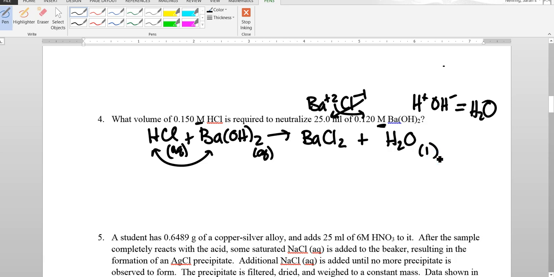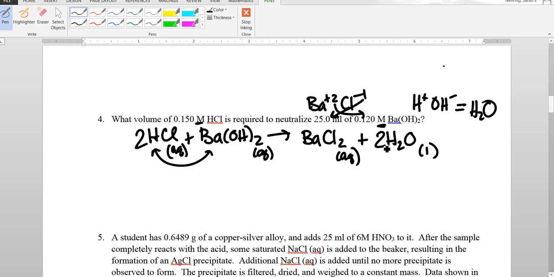This is a liquid. Based on my solubility rules, I know chloride compounds are generally soluble unless they're with silver, lead, or mercury, so this is going to be aqueous. Right now it's not balanced. I need to put a 2 right here, and then I'm going to put a 2 right there, and now it's balanced.